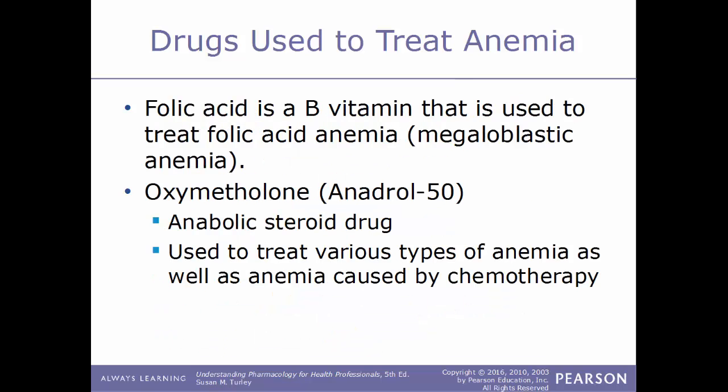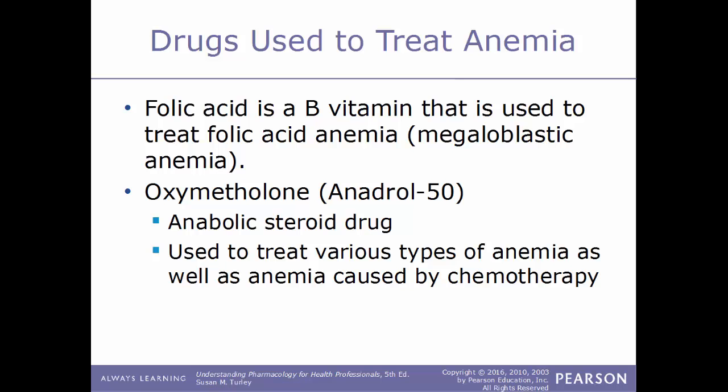Folic acid is a B vitamin that is used to treat folic acid anemia, which is also known as megaloblastic anemia. An example of this kind of drug would be oxymetholone, which is also known as Anadrol-50. This is an anabolic steroid drug. This is used to treat various types of anemia, as well as anemia that is caused by chemotherapy.